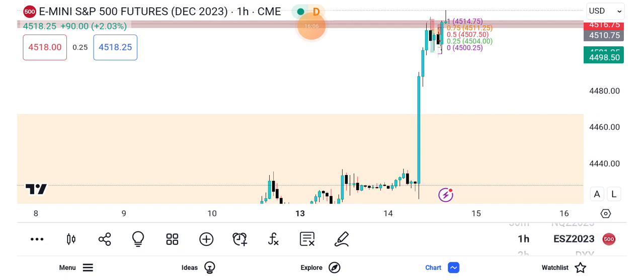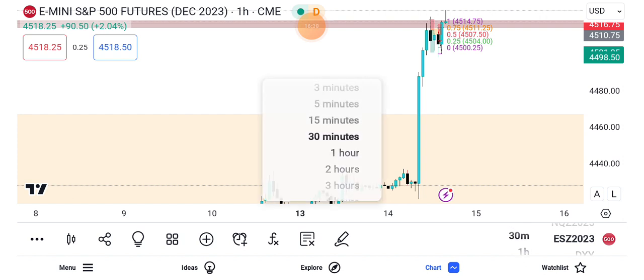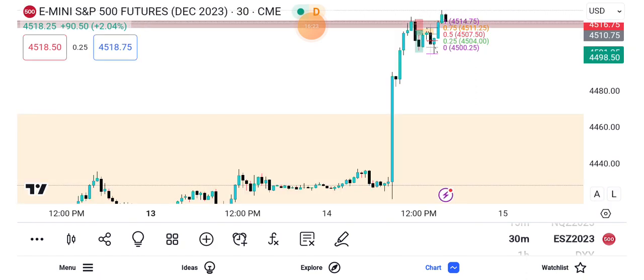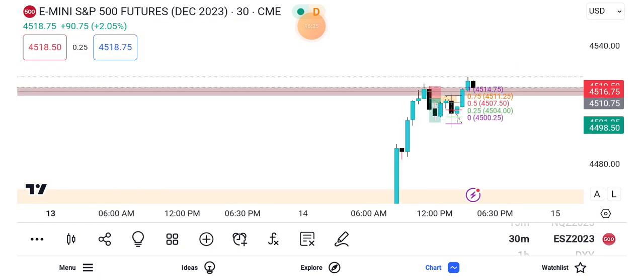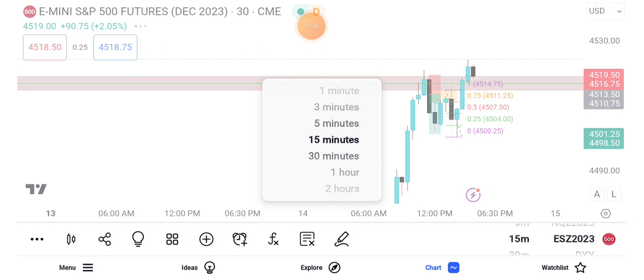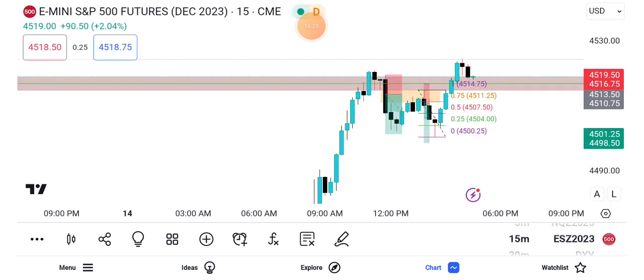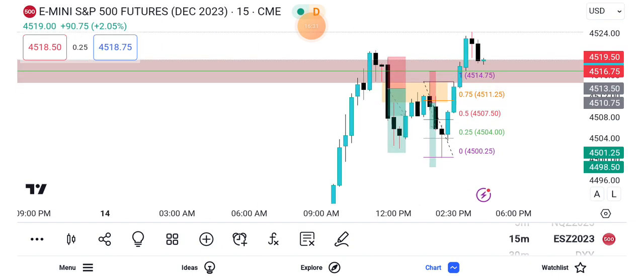Around 9:30, I was watching price in both the AM session and the PM session. Around that zone I wanted to see a confirmation that we might be going lower.